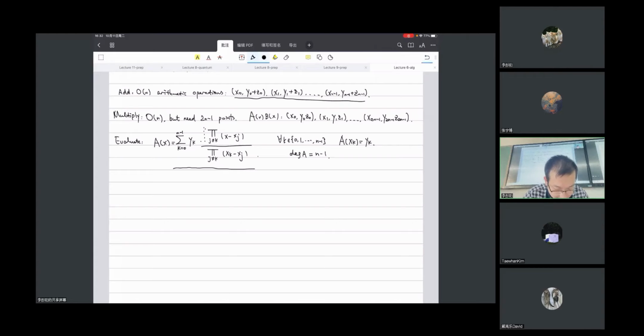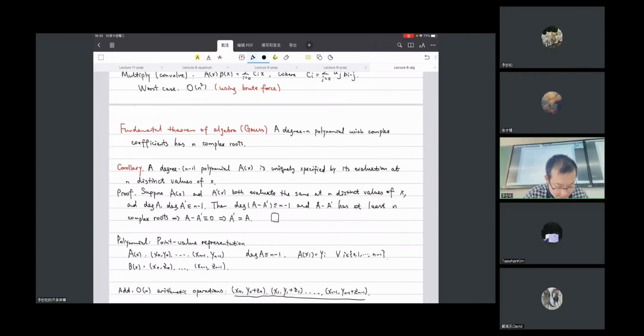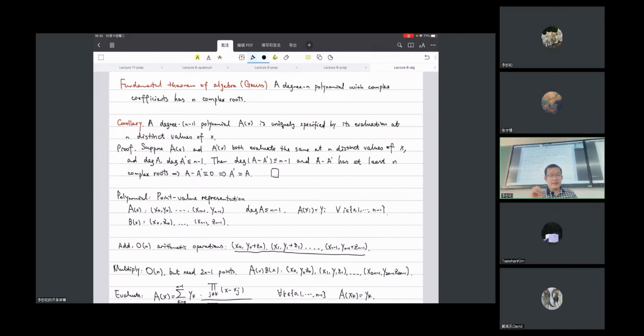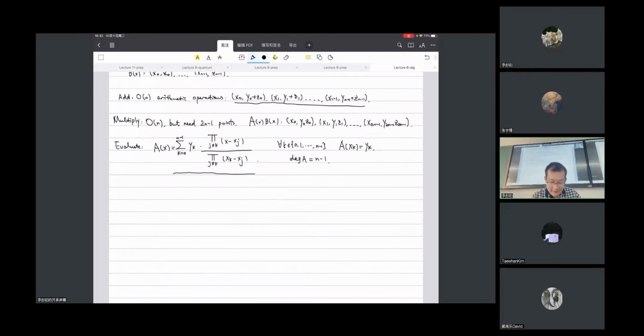But furthermore, recall that we have this corollary based on Gauss theorem: in general, a degree n minus 1 polynomial is uniquely specified by its evaluation at n distinct values of x. So for this a(x) we are considering here, we have already specified n values, a(xk) equals yk. So this suggests that this is the exact polynomial that we're interested in. This is the answer for a(x).